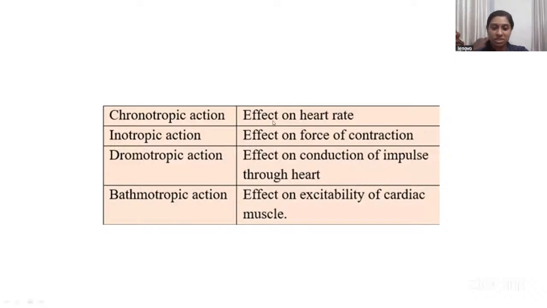Chronotropic, like chronology, means something related to rate. So the effect on heart rate is the chronotropic action. Inotropic means force of contraction. We know that nerve conduction and everything depends on some ions, so you can remember it like that. Inotropic action means the effect on force of contraction. Different drugs have this type of action. So you have to be very clear with these terminologies.